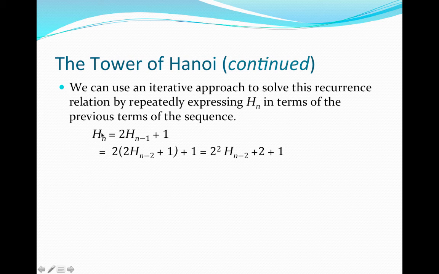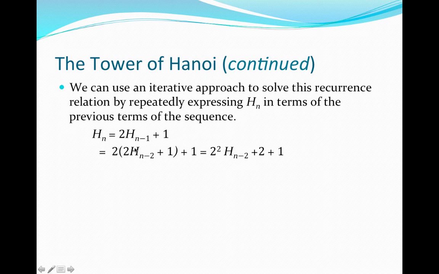Okay, so in this case, we're going to substitute in the same recurrence relation except for h sub n minus 1. So recall that we substitute a value for h sub n minus 1 into this equation. So it's 2 times h sub n minus 1, which, if we follow the same pattern of our recurrence relation, is 2 times h sub n minus 2. So the previous term from n minus 1 is n minus 2.